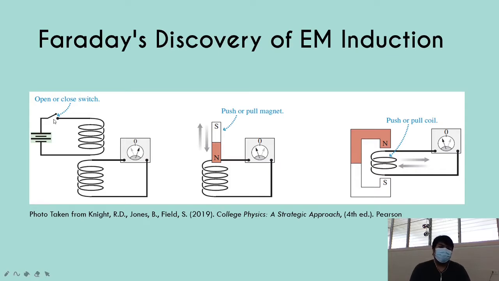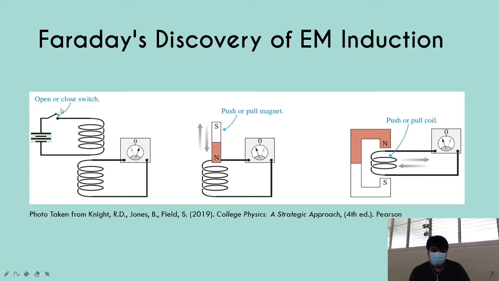When he opened or closed the switch of the wire that is connected to the circuit connected to one coil of wire, this other coil of wire, which is not connected to any circuit whatsoever, gives an abrupt record on, I think, an ammeter, an instrument that records current in a circuit. This coil is only connected to an ammeter.